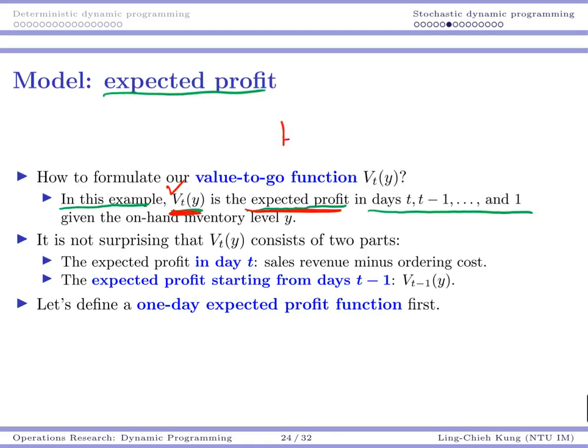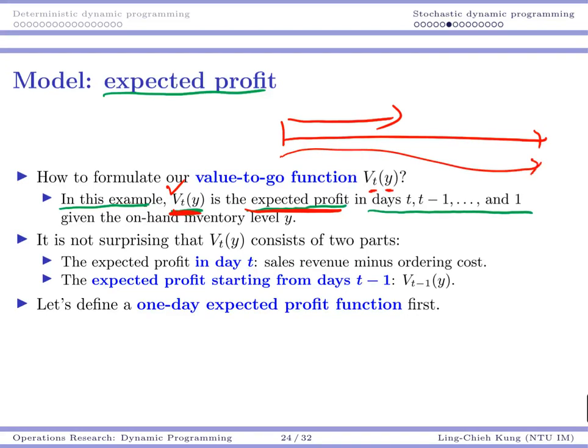And again, this is value to go. So it's starting from period T up to period 0. We are asking, starting from here, starting from period T, if we have Y units on hand, then to the end of the world, how much we may earn in expectation. Okay, so in that case, it is not very surprising that your Vt again consists of two parts.